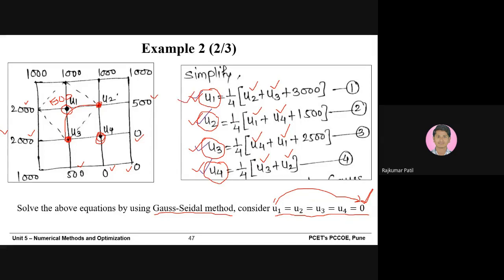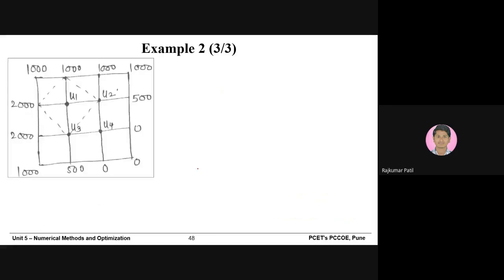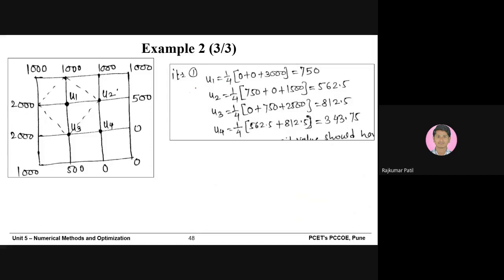Then put these values in the equation, U2 equal to 0, U3 equal to 0, and you will get U1. Similarly, calculate U2, U3, and U4. So this will be your iteration number 1. So here you can see U1 is equal to 1 by 4. We put these two values equal to 0. The answer is 750. This is your U1.